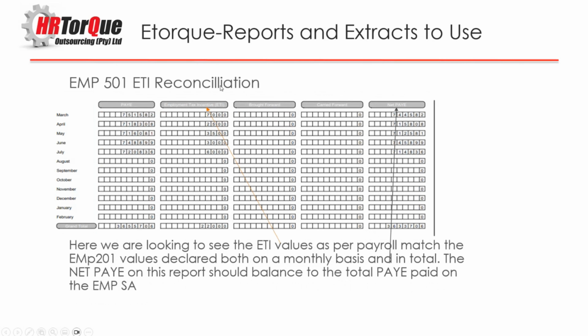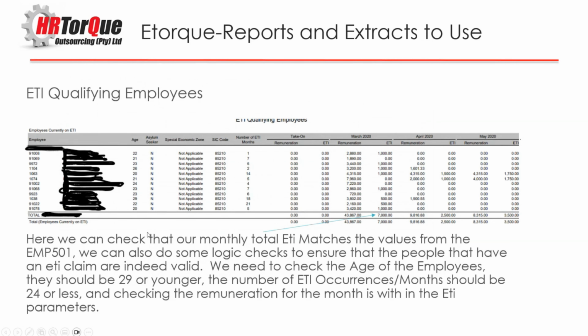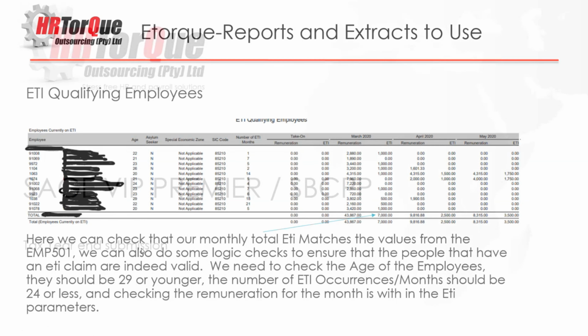We can then use the ETR recon to check that our PAYE less our ETR gives us our net PAYE. Okay, so you want to check that on a monthly basis if you can. You want to be able to check that at the end of the year to make sure that everything is hunky-dory. And remembering that from September to February is the period that you're currently reconciling for ETI. If you need to see the detail of the employees, you can use your ETR qualifying employees.